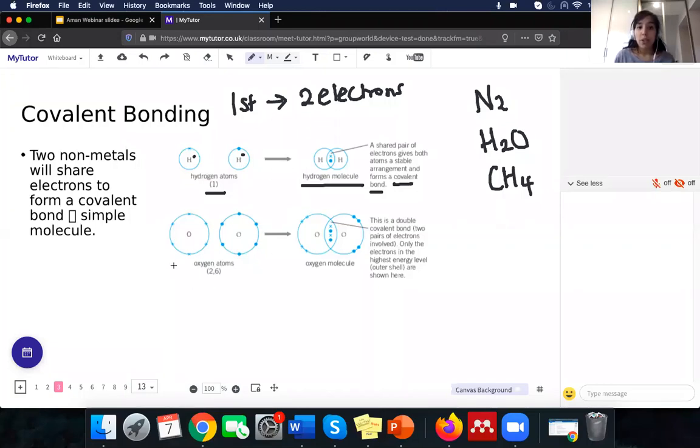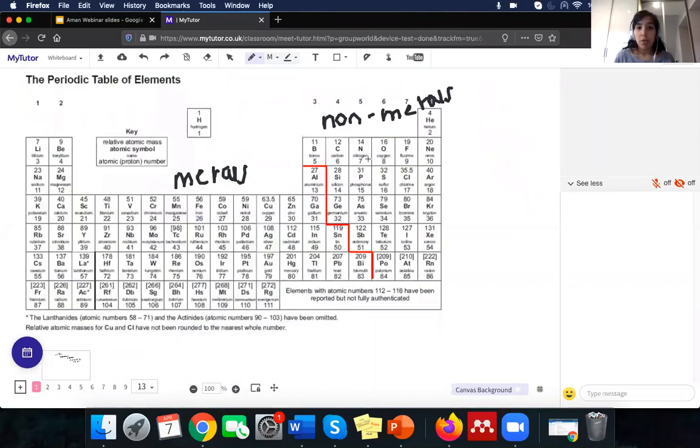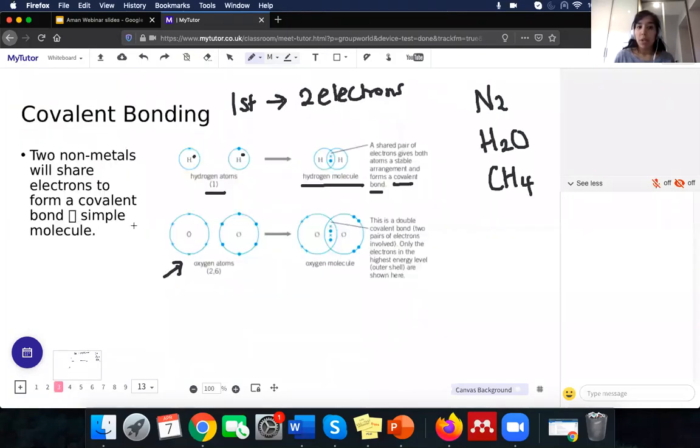So let's have a closer look at this oxygen bonding. In oxygen, the atomic number, if we go to our periodic table, is 8. That means it has 8 protons, which is equal to the number of electrons, so it has 8 electrons.